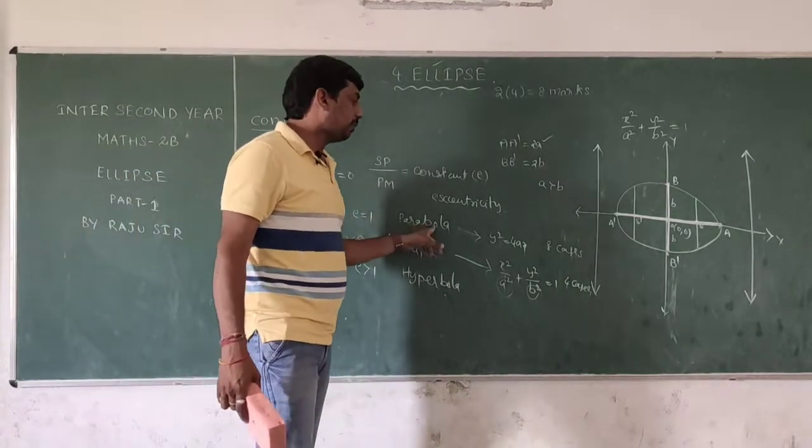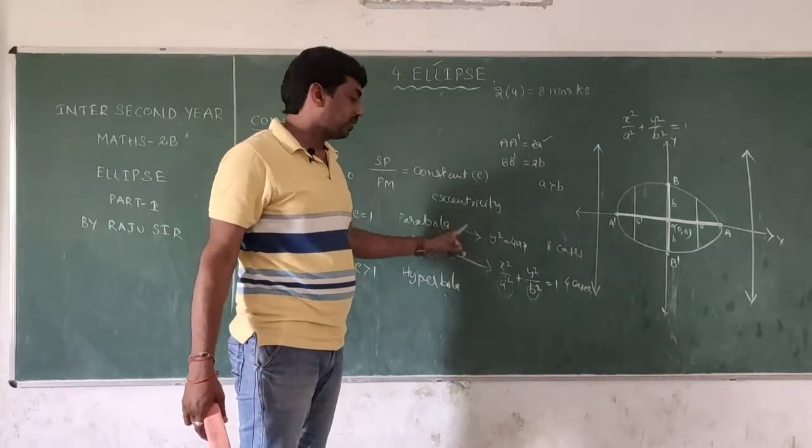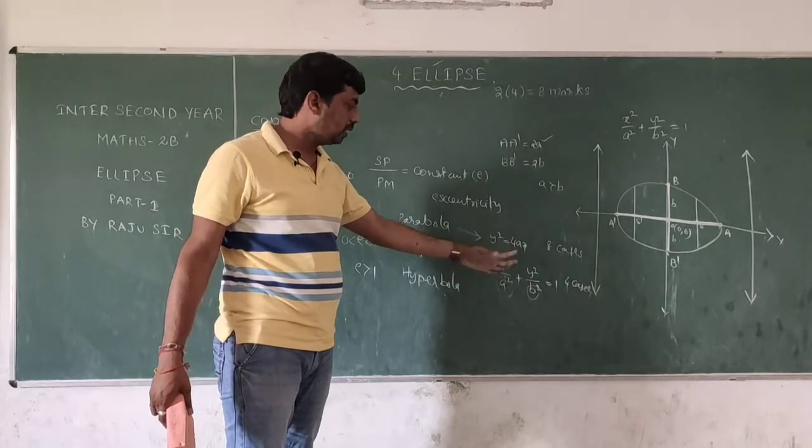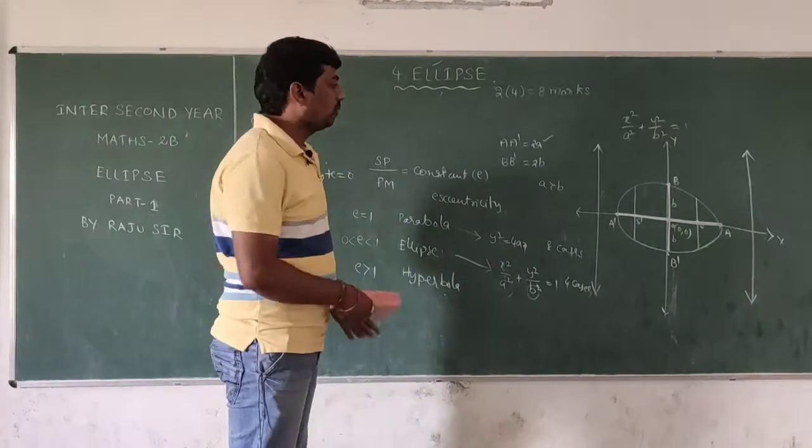Next, the standard form of the parabola is y square equal to 4ax. The standard form of the ellipse is x square by a square plus y square by b square equal to 1. So first write down.